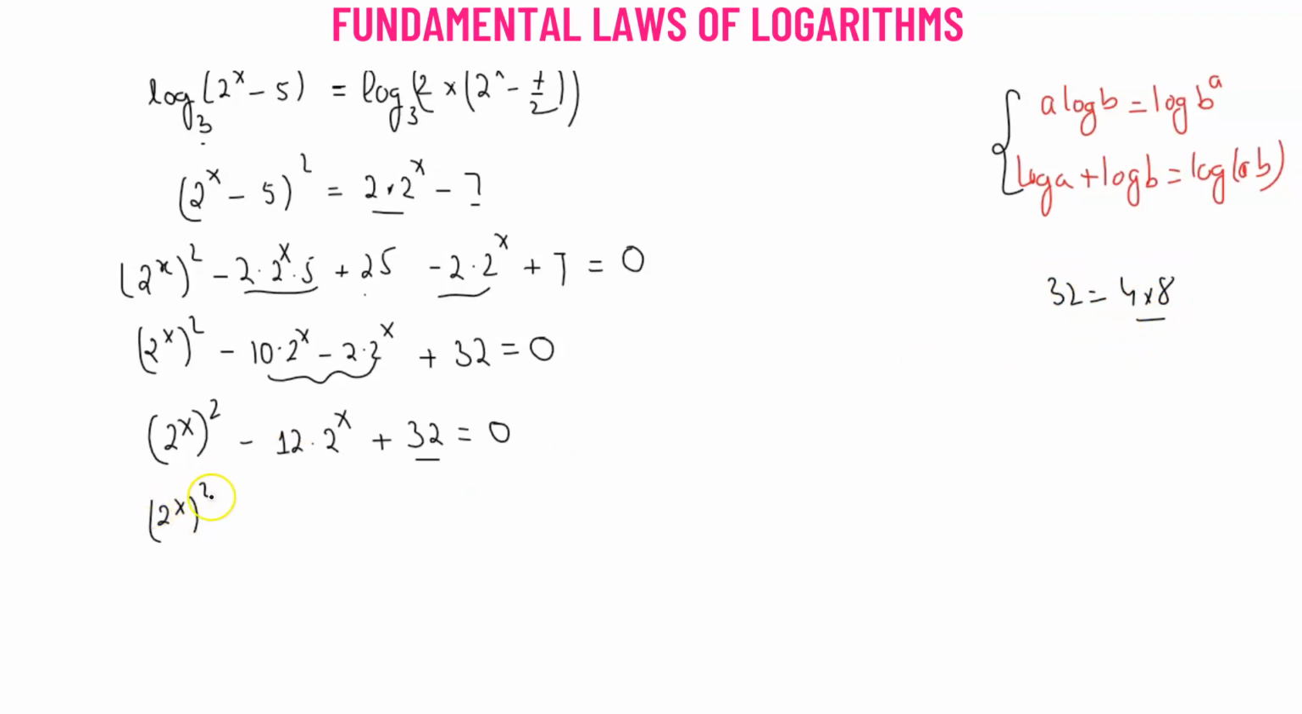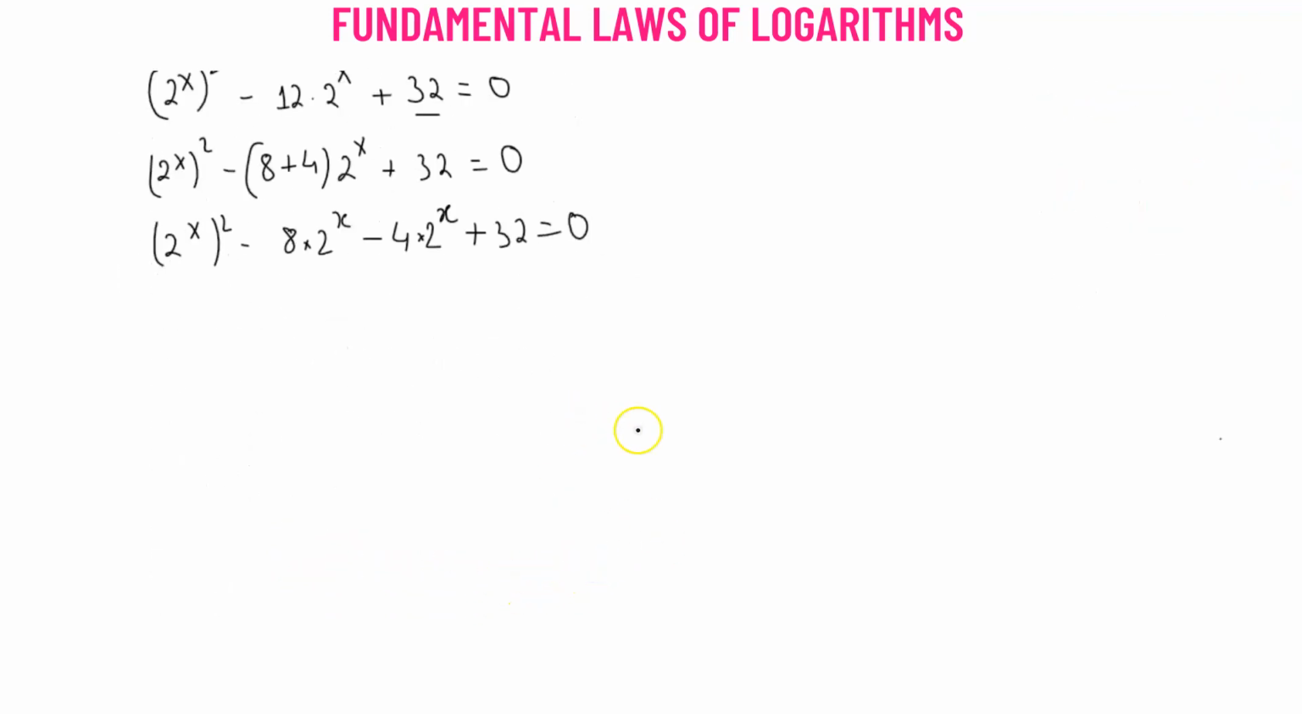So we have 2 raised to the power of x whole squared. So 12 times 2 raised to the power of x can be split as 8 plus 4 times 2 raised to the power of x, plus 32 equal to 0, or we have 2 raised to the power of x whole squared minus 8 multiplied to 2 raised to the power of x minus 4 times 2 raised to the power of x plus 32. Now we'll take 2 raised to the power of x as the common factor from the first term and the second term. So we have 2 raised to the power of x common. So this will be multiplied to 2 raised to the power of x minus 8. And from the third and the fourth term, we'll take negative 4 as the common factor. So we have 2 raised to the power of x minus 8 equal to 0.